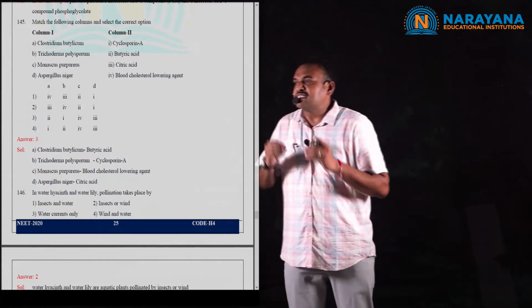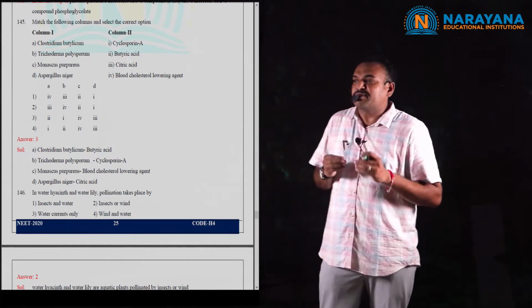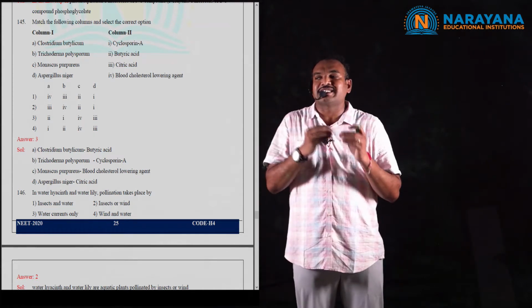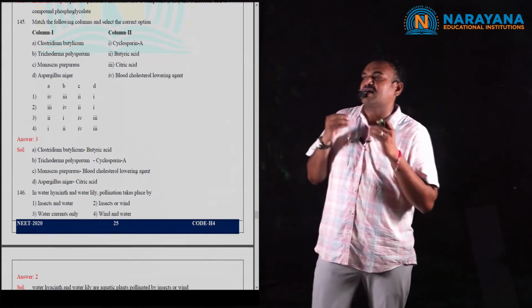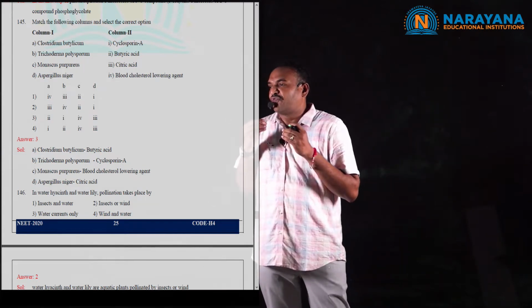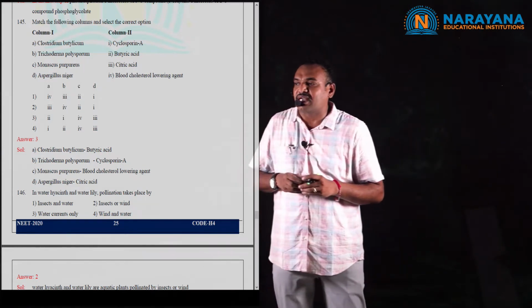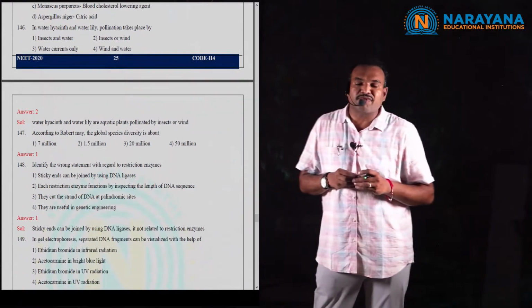And D, that is Aspergillus niger. This Aspergillus niger produces citric acid. The right option for question number 145, the correct combination, is the third option. And next one is question number 146.